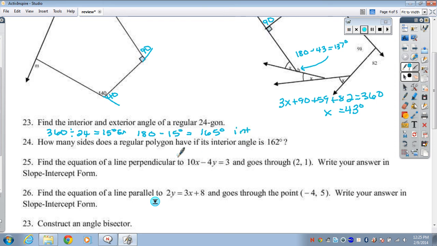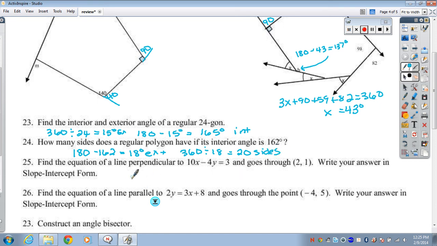The next one: how many sides does a regular polygon have if its interior angle is 162 degrees? Find the exterior angle. 180 minus 162 equals 18 degrees. That is an exterior angle. 360 divided by 18 equals 20 sides.